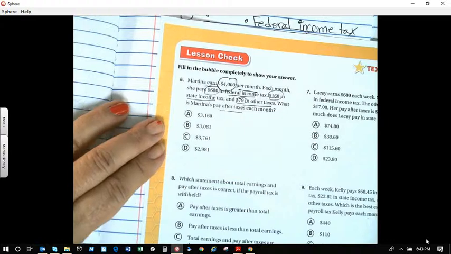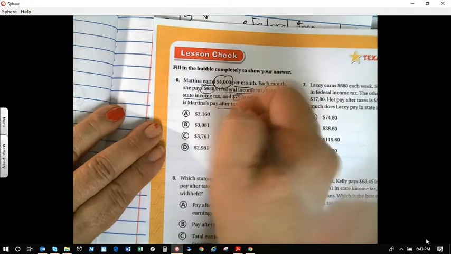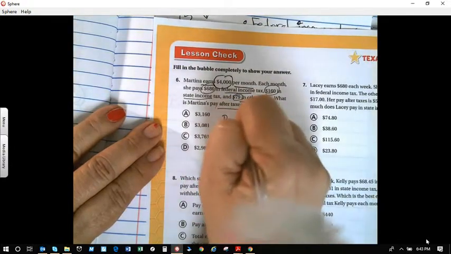All right, so first things first. My plan is to add all taxes.